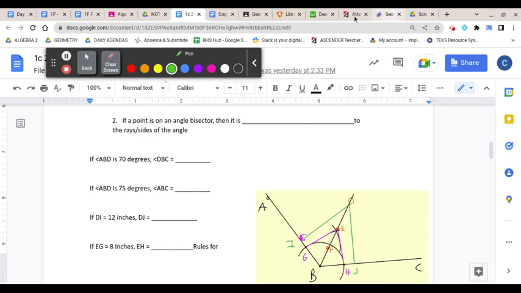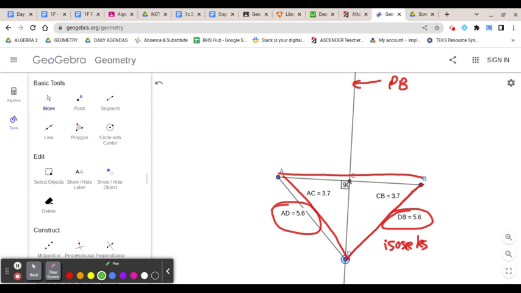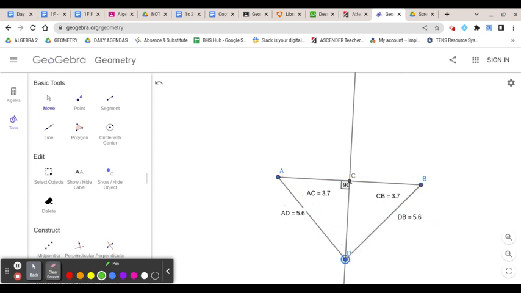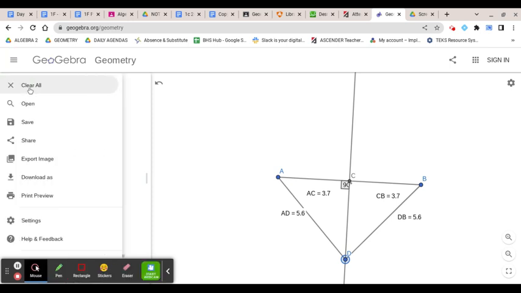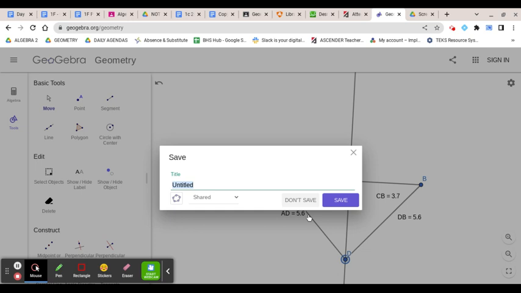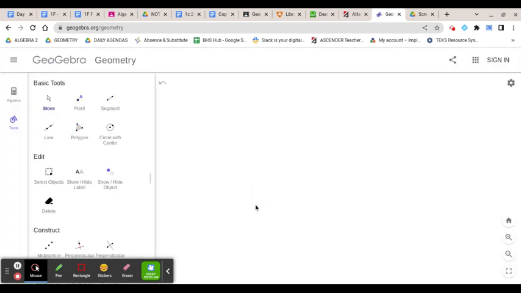So I'm going to go back to GeoGebra, clear my screen. Oh, wrong one. Clearing the ink here. Clear. Don't save. So I'm going to make an angle. I'm going to hit the segment button here. Click, click, click, click. So there we have an angle right here, angle ABC. And I want to bisect it.